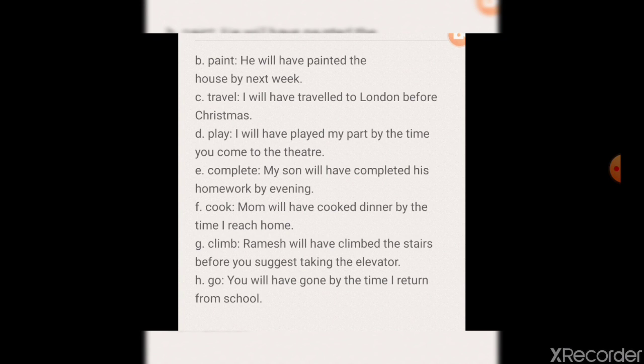You can also write sentences of your own, but you have to keep in mind that the meaning of the sentences should be very clear and very appropriate, and must be in the future perfect form.